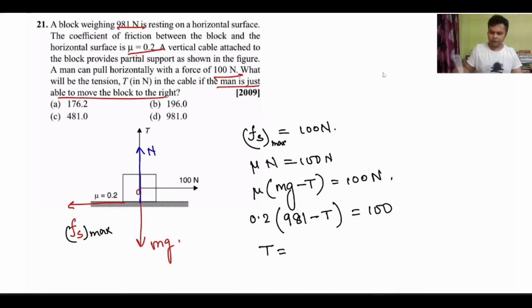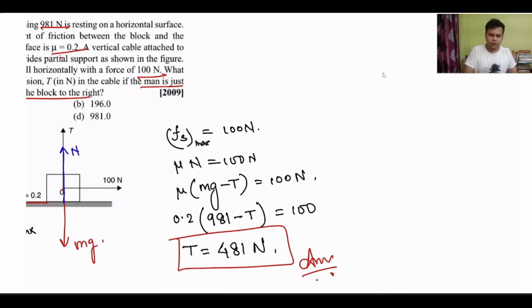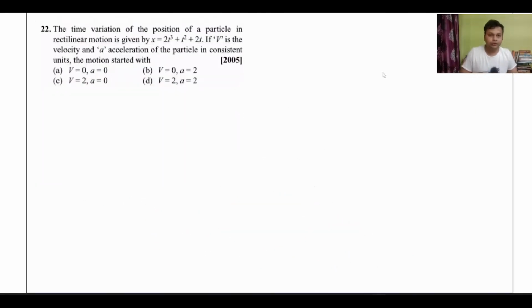So what is the value of T? Let us calculate from here. 100 divided by 0.2 should be 500. Yes, 500. Then 981 minus 500, you need not use the calculator here, is 481. 481 Newton. So this is the answer, 481 Newton. I hope you got it. This is a very easy question. Okay, let us move on to the next question.